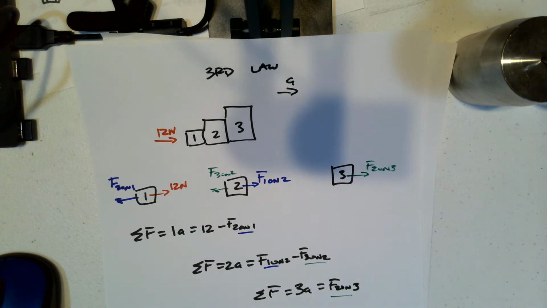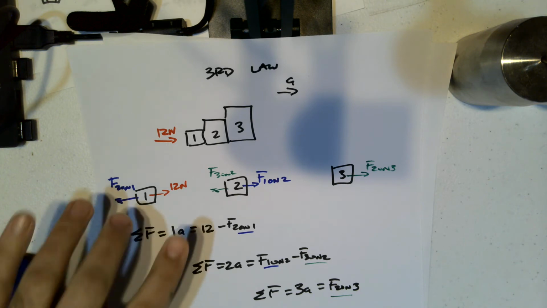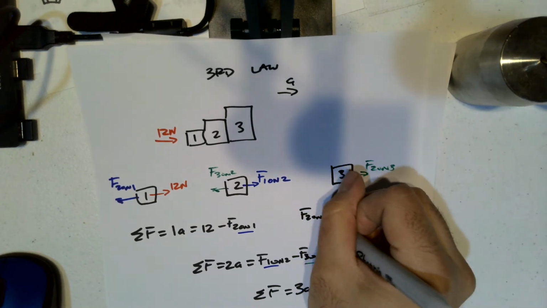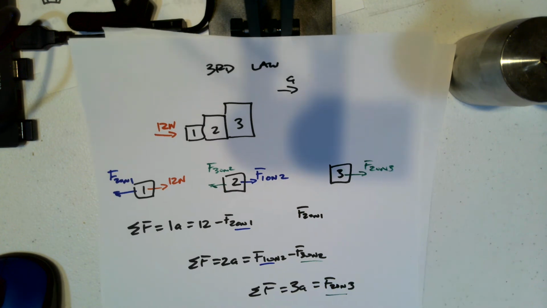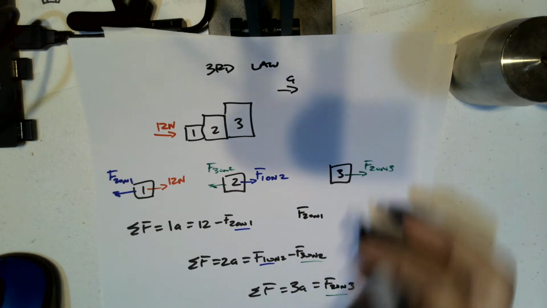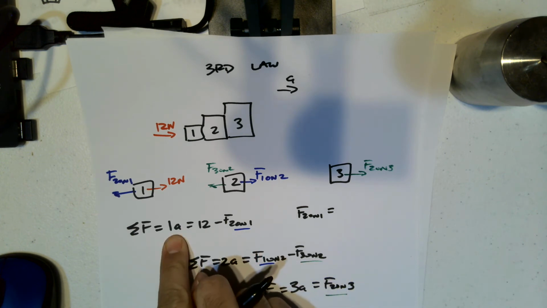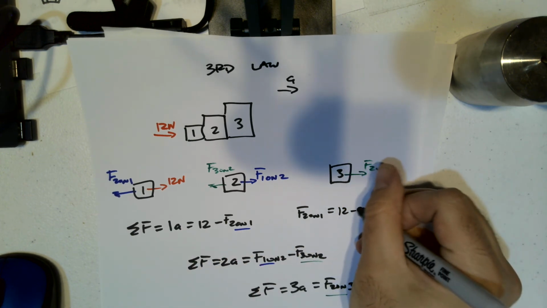So we can actually do a little bit of substitution here. Before we try to do any substitution, let me rearrange this. I'm going to call this F2 on 1. And I'm going to figure out what it would be. So if I moved it over there, it would be positive. If I moved the a over there, I would get 12 minus a here.